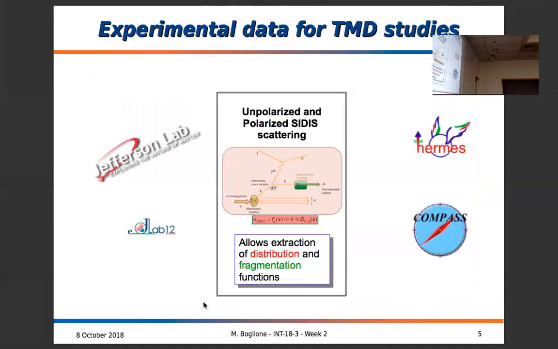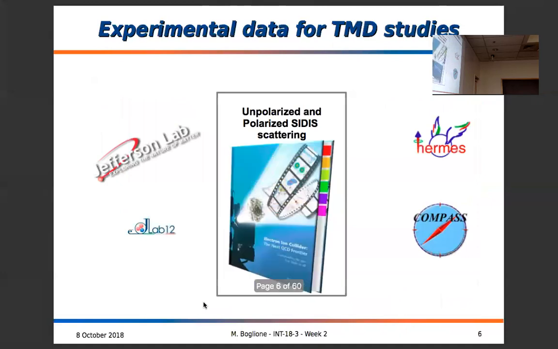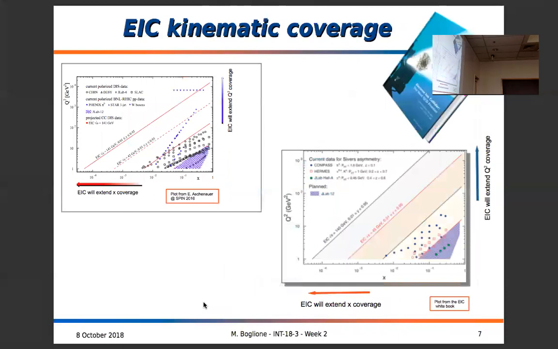In my talk, I will focus mainly on Sivers processes, and as I said, Sivers is now measured in a number of experiments, but hopefully in the future we will have this new facility which will help us a lot understanding many things. And the main thing that this new facility will do is to extend both the X and the Q-squared coverage that we presently have now to bridge some of the unknown regions that are still there.